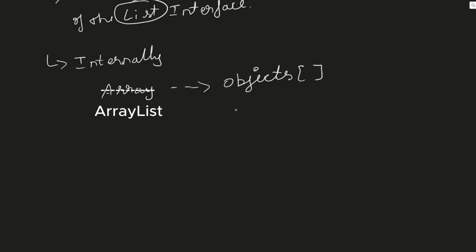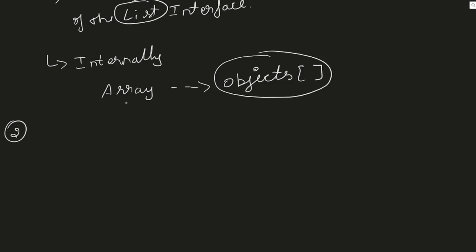Many beginners think ArrayList is some magical data structure. No, it's not. Internally, it simply contains an array of objects. That's it. So whenever the question is asked what is an ArrayList, you could easily say it is a collection of objects. That's it. It is so simple. Now let's see the internal variables of the ArrayList class.